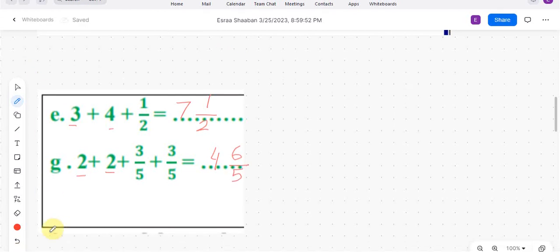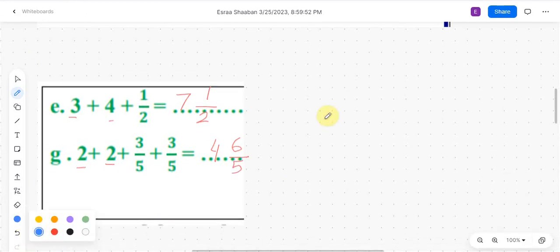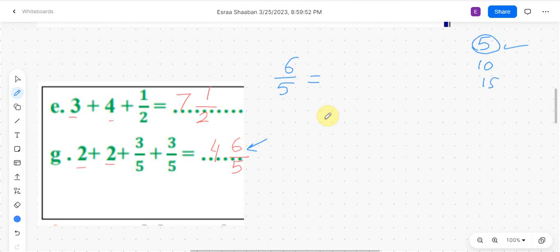Uh-oh, this is a whole number, but this is not a proper fraction. This is an improper fraction, so I have to convert it. So 6 over 5, we need to convert it. I'm going to write table 5 because I need to convert it to a mixed number. 5, 10, 15. When I search for the 6 here, I don't have it. I have only 5. So this is 1, and remember 1 over 5. So I will cancel this and put 1 whole and 1 over 5.